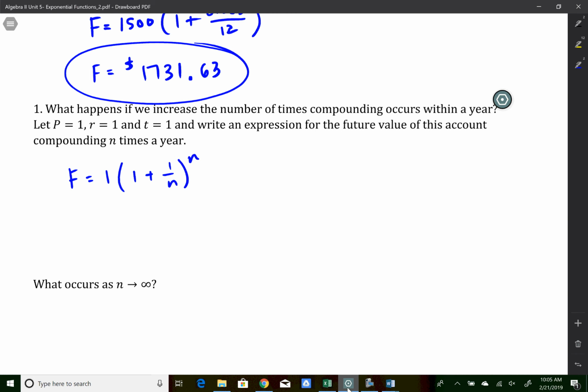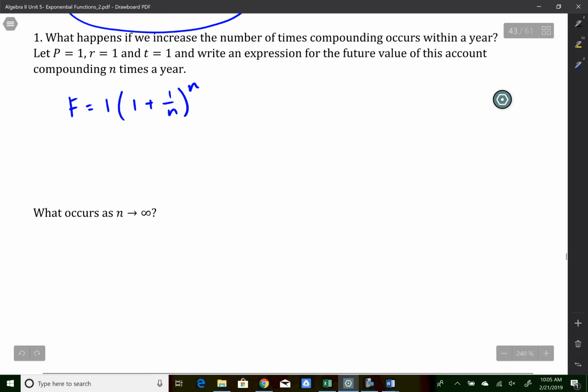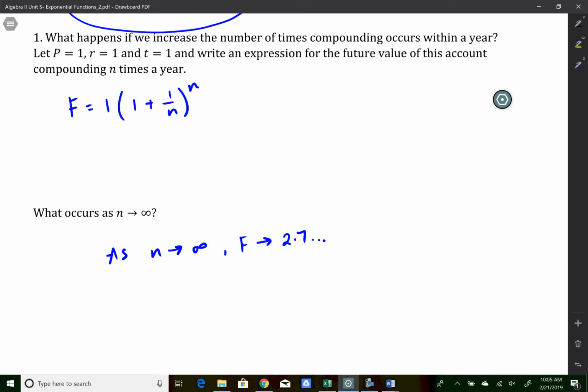As the n value increases, we could say as n increases to infinity, the function value is increasing towards 2.7-ish. Since it's a special number, it's increasing towards that value, we have a symbol that we can use to represent that number, just like pi.